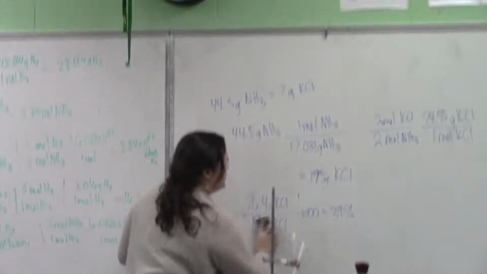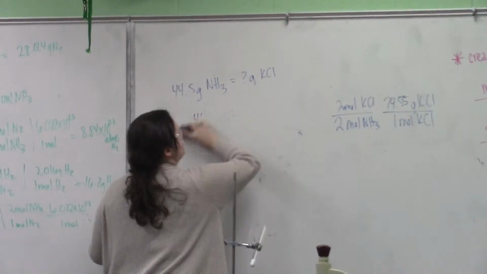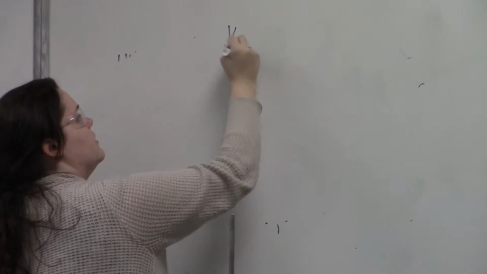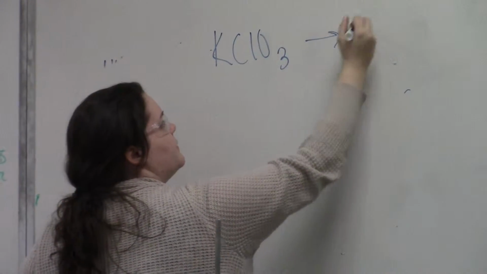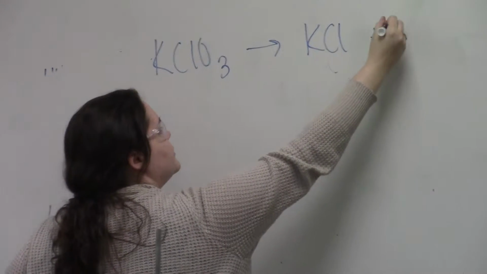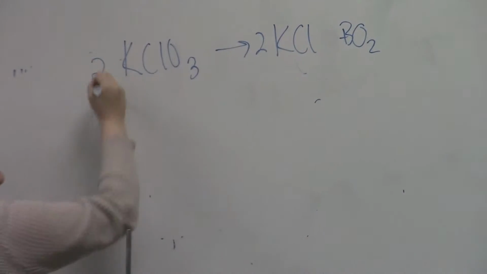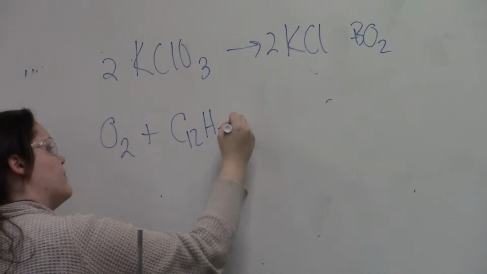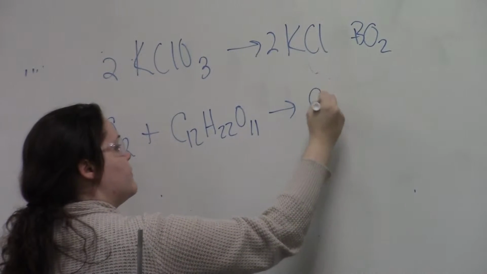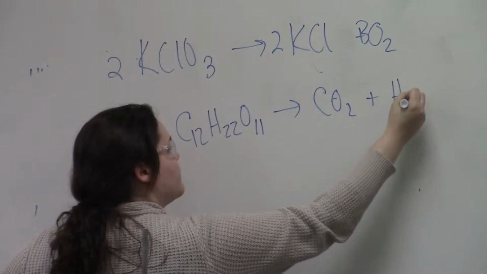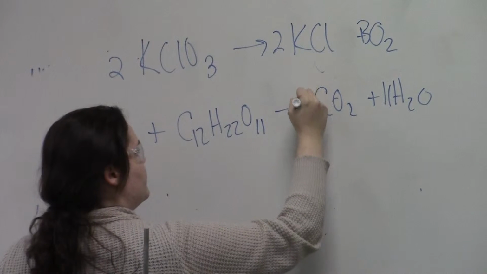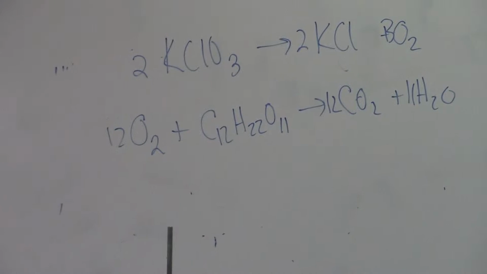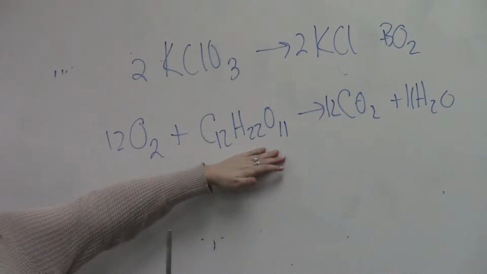So the reaction that's taking place is the 5 grams of potassium chlorate is dissolving or decomposing. So KClO3 decomposes into KCl plus O2. Then the O2 is going to react with sucrose. So I'm going to add a gummy bear to that once it's ready, and this is a combustion reaction.